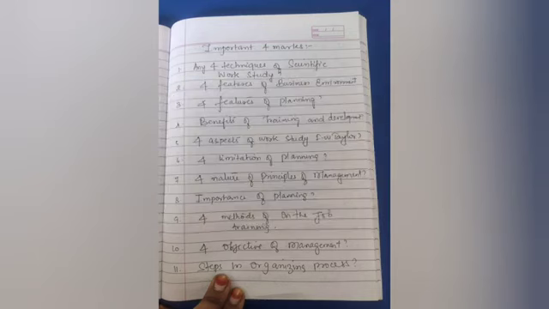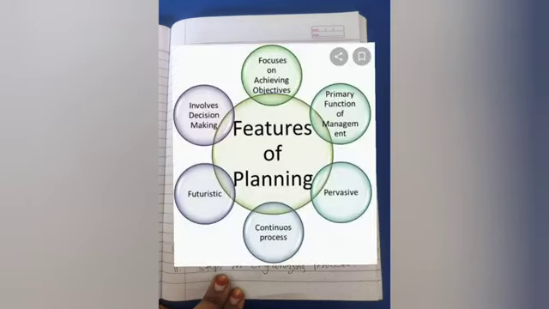Let's move on to another question, 4 features of planning. The feature of planning is that it is a primary function of management. First of all, you need to give a brief explanation about planning. Planning is what we do in advance about what is to be done and how it is to be done. The features of planning are that it focuses on achieving objectives, it involves decision making, it is futuristic and a continuous process, and it is pervasive in nature. So these are all the features of planning.